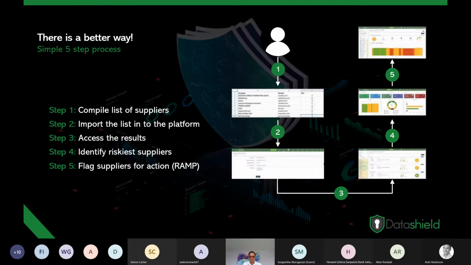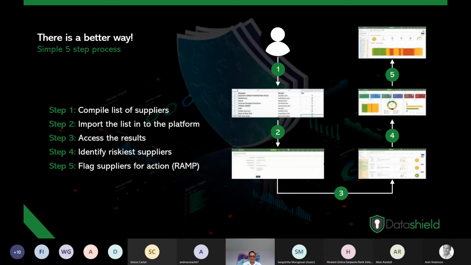And it's very simple to use the platform. You just compile a list of your suppliers, whether that's in an Excel format or in a Word format, and all it is the domain names. You put those domain names into the platform. Again, within minutes, you start to get the initial results. Within a couple of hours, you've got the full profile of that particular organization for technical risk, compliance, and the financial impact to you if they're breached.